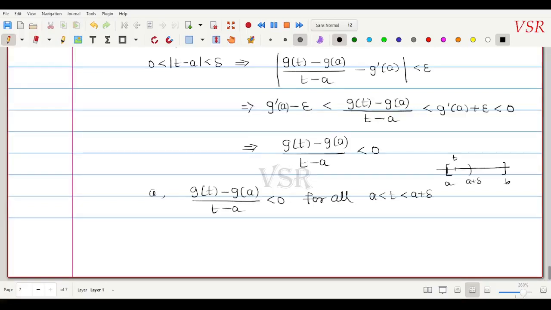ஓகே, அப்போ நோட் தட் a விட t பெருசு. அப்போ இந்த டேர்ம் வந்து எப்பவுமே பாசிட்டிவ், இது பாசிட்டிவ். அப்ப கண்டிப்பாக this fellow has to be negative. இது நெகட்டிவாக இருந்தா மட்டும்தான் இந்த கண்டிஷன் சாட்டிஸ்ஃபை பண்ணும். அப்போ this implies that g of t minus g of a which is negative for all a which is less than t which is less than a plus delta. Okay, அப்போ particularly I am just choosing this way.